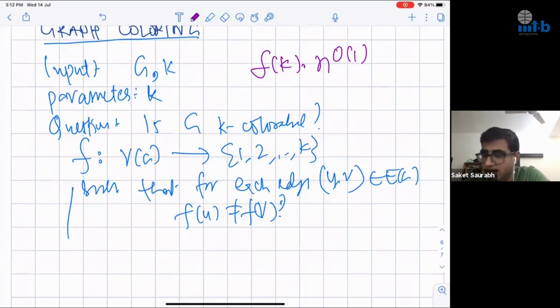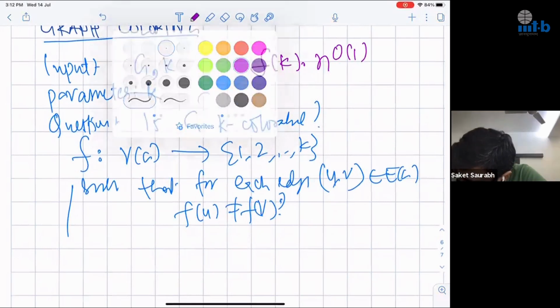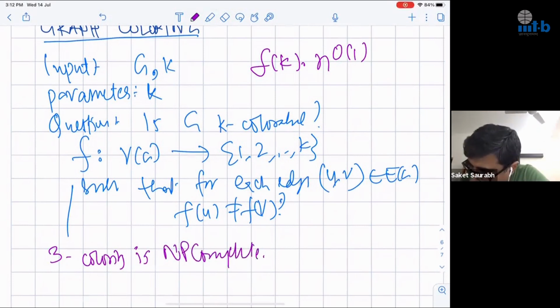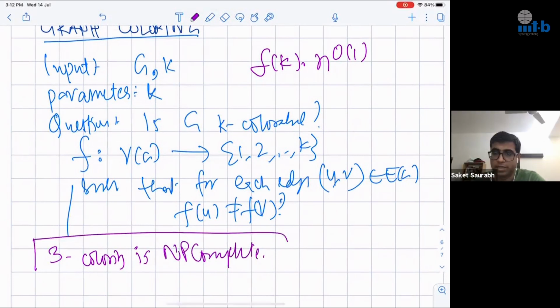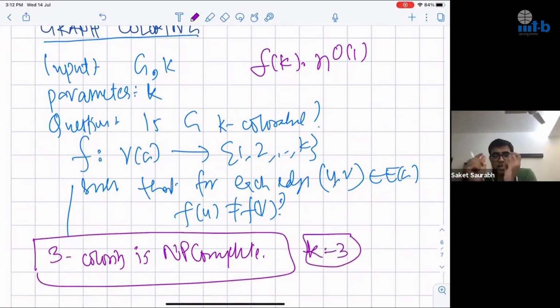So let's just ask ourselves, how many of you know the fact that 3-coloring is NP-complete? For a fact. I'm not even saying you know the proof. If I replace k equal to 3, then deciding whether a graph can be colored with 3 colors so that there is no monochromatic edge is NP-complete. How many of you know this? Just as a fact, I don't even care if you know the reduction or not. Very good. I'm very happy that several of you know.